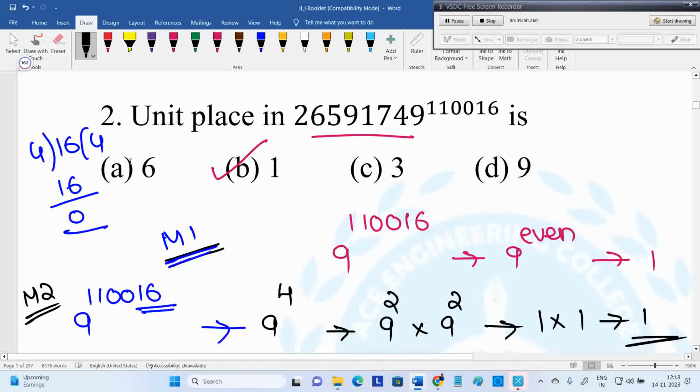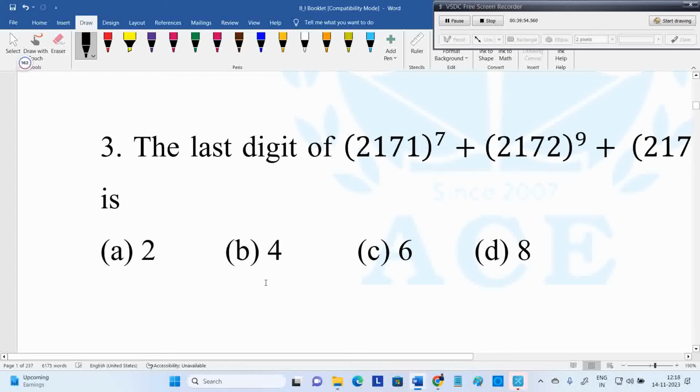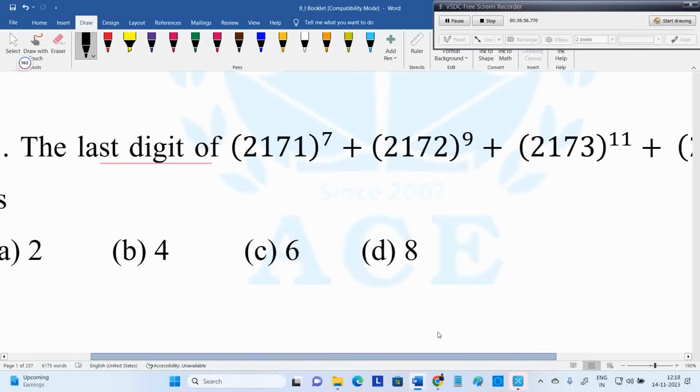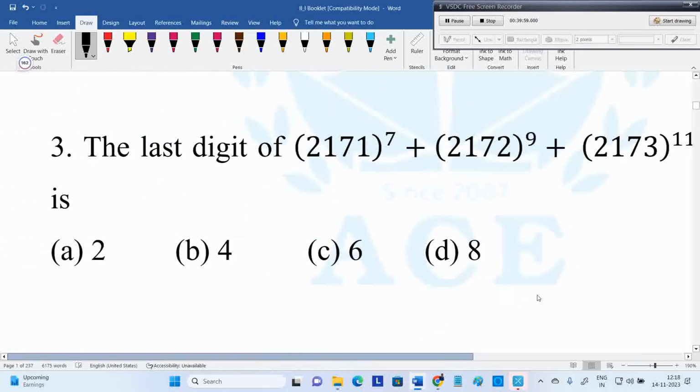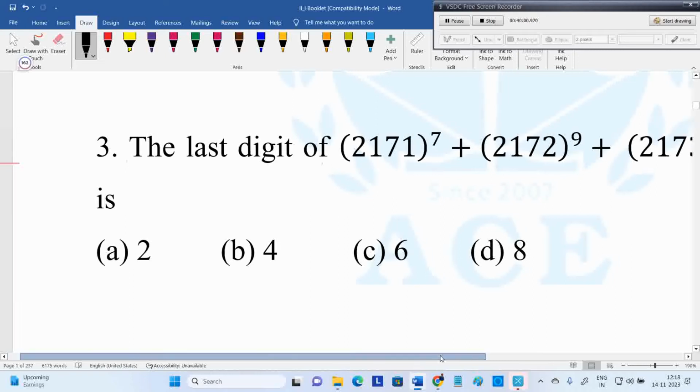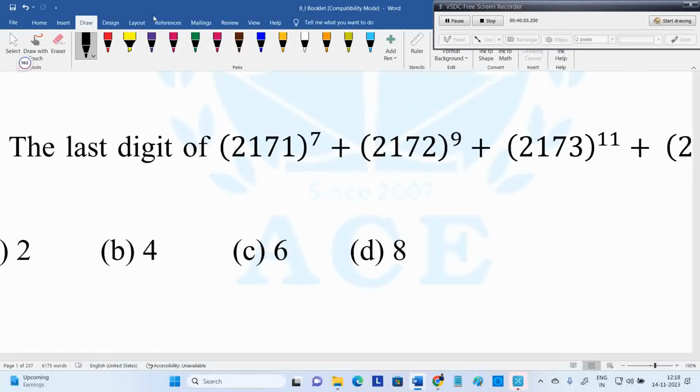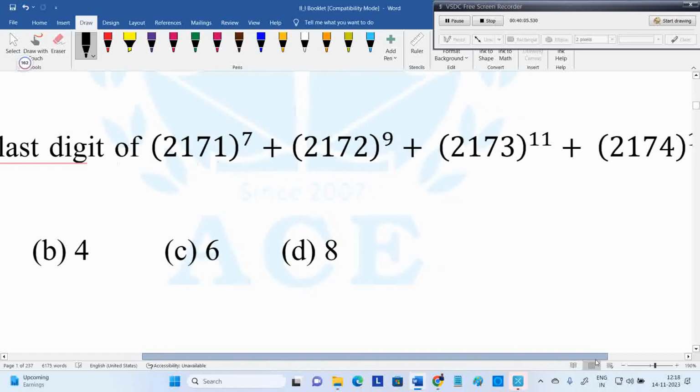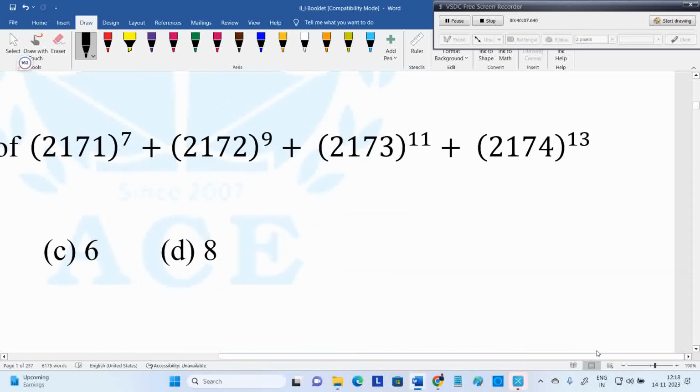Let's see the next question. You need to find units place or last digit, means same only, don't worry. Units place or last digit means same thing. So for these big numbers, you need to find units place. So this is the question.